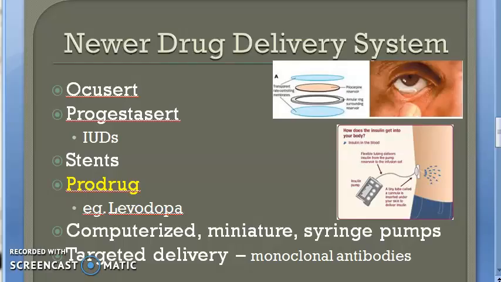And don't forget, there are newer drug delivery systems that you also have to write in the exam: Ocusert, Progestasert, stents, prodrug, computerized miniature syringe pumps and targeted delivery.